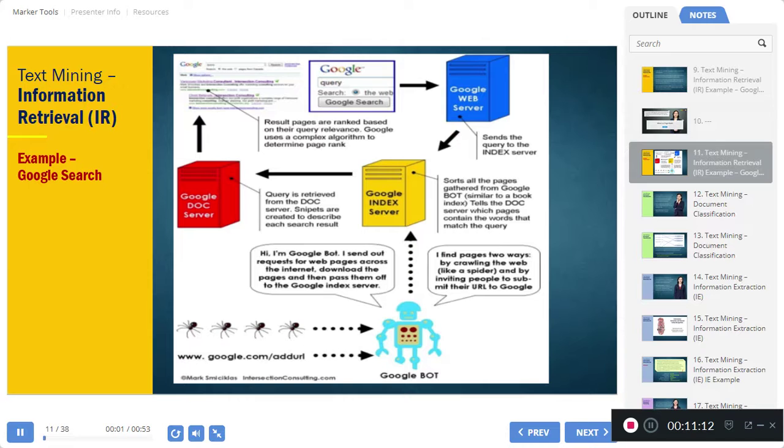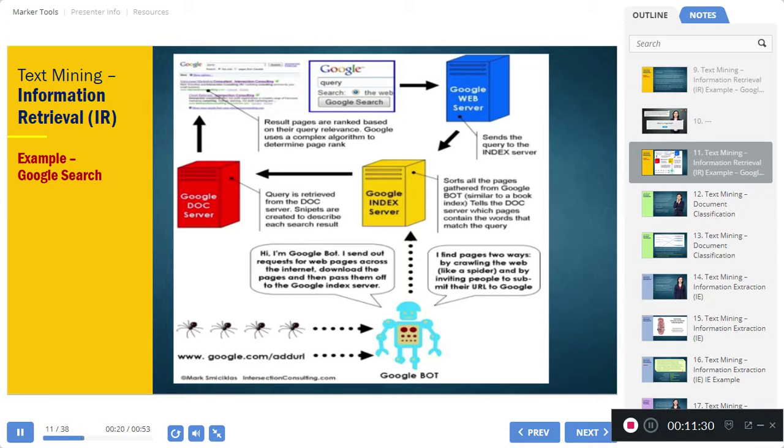Hi, I am Googlebot. I send out requests for web pages across the internet, download the pages and then pass them off to the Google Index server. I find pages two ways: by crawling the web like a spider and by inviting people to submit their URL to Google.